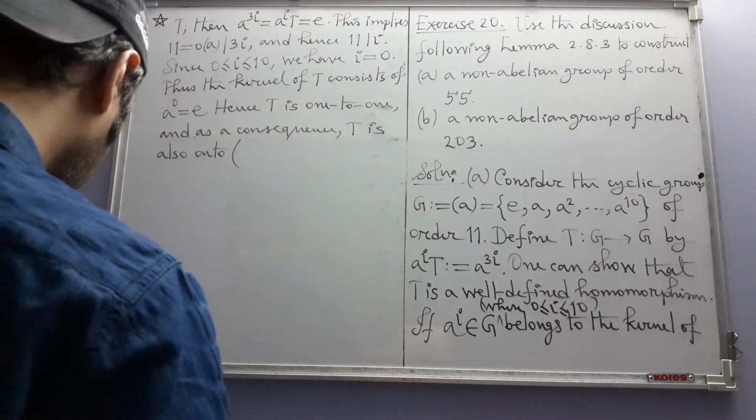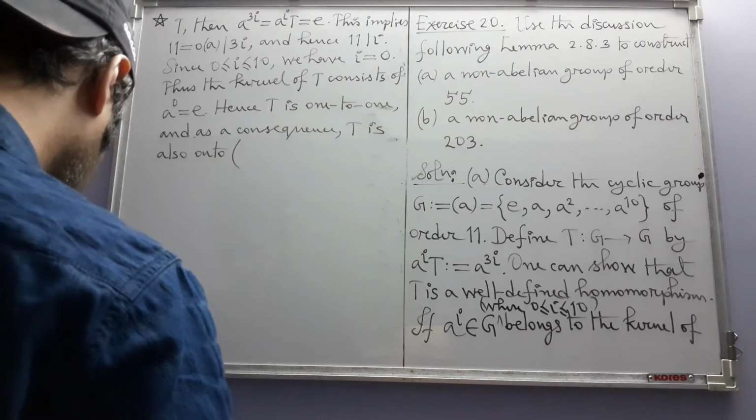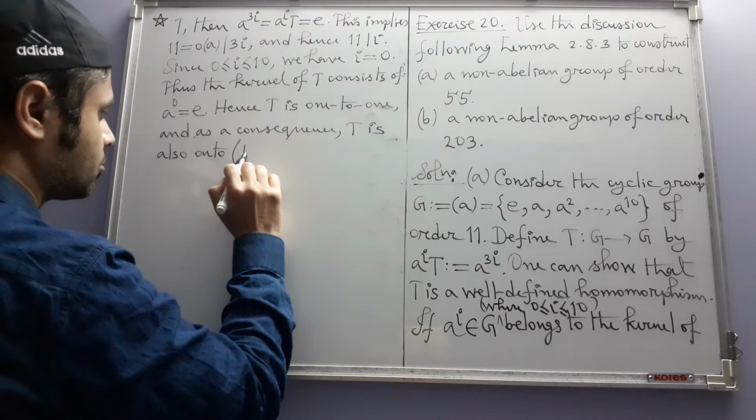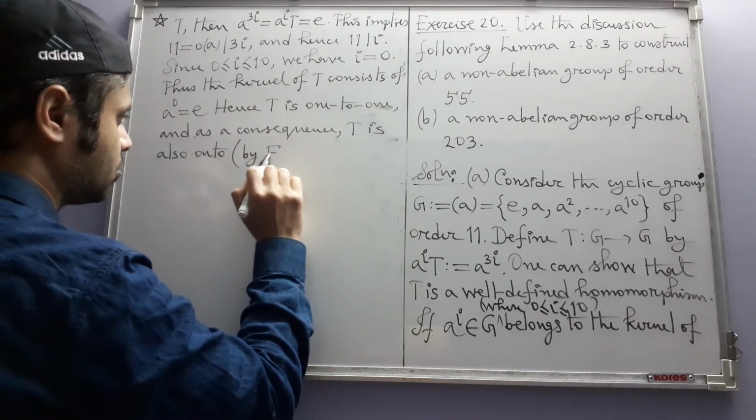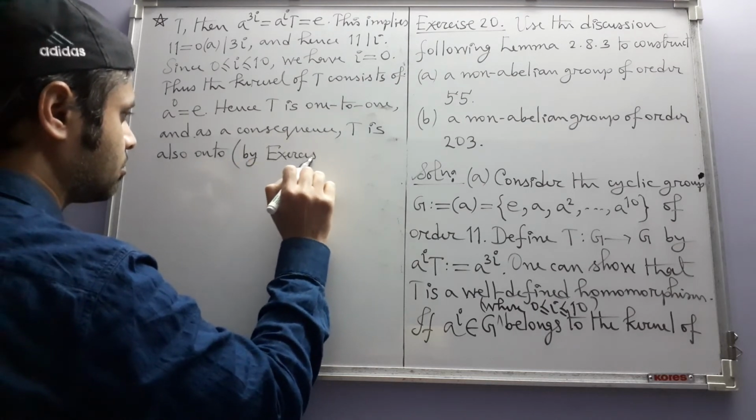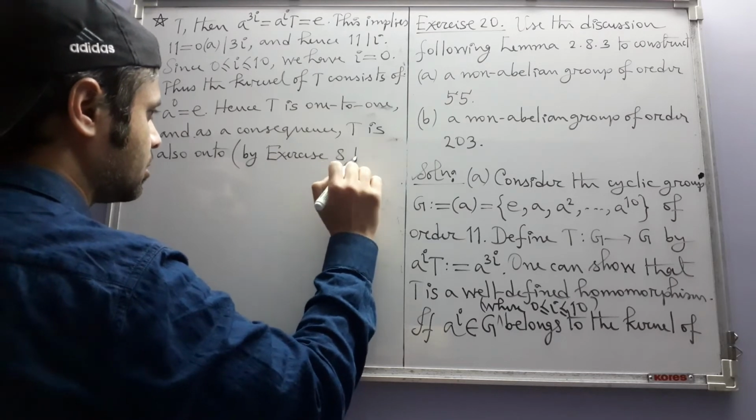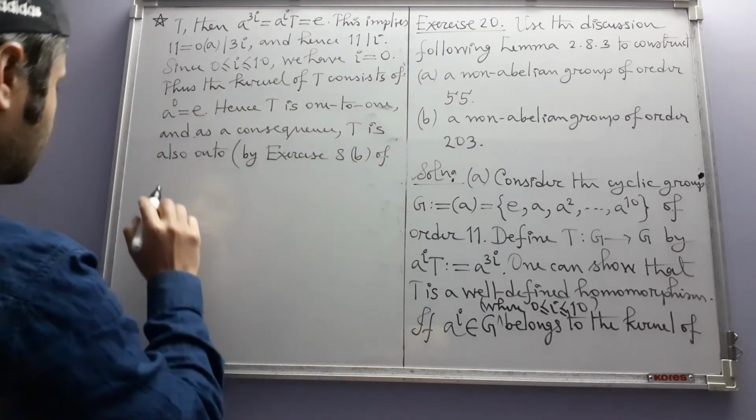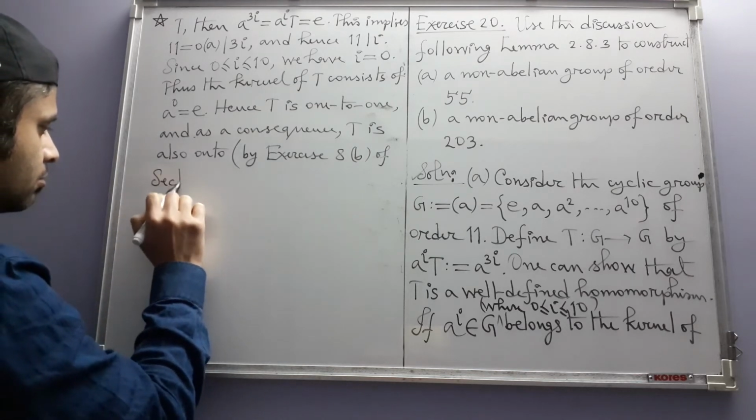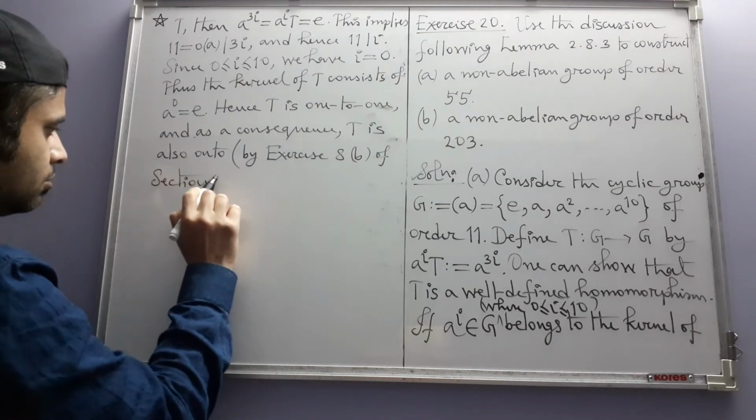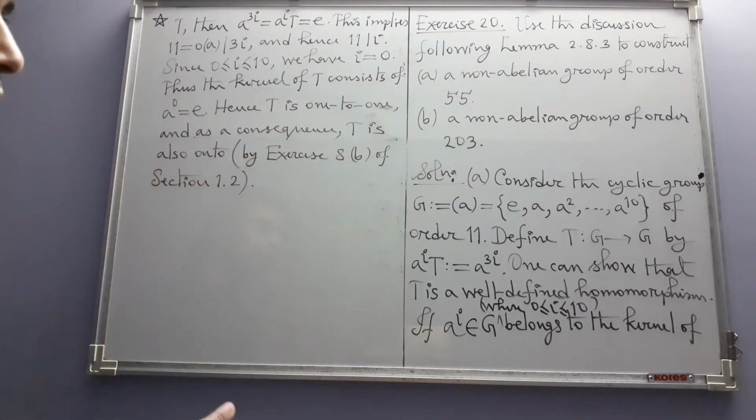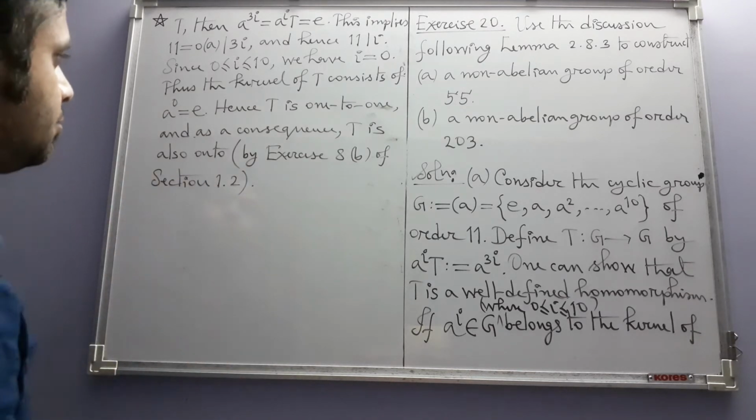And the result that we were talking about from the first chapter is this, exercise 8b of section 1.2. So T is a homomorphism and it's bijective.